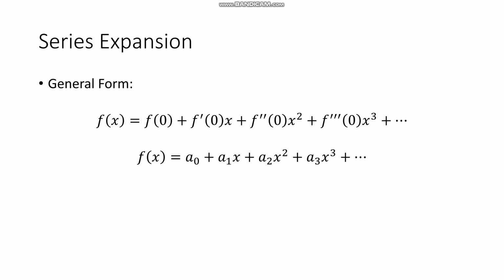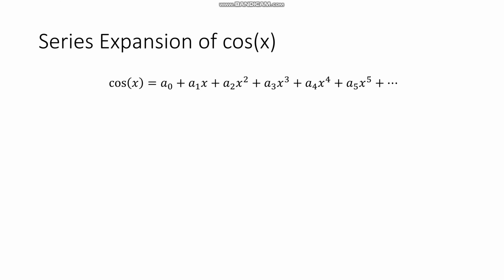I like to think about the pattern as this, taking each derivative evaluated at 0 and just calling it a sub 0, and then trying to solve for those coefficients. So if our function f of x is cosine of x, just plugging that in, we have this. Getting our first term, a sub 0, we can solve for it by evaluating cosine of x at 0, and we have a sub 0 equals 1.